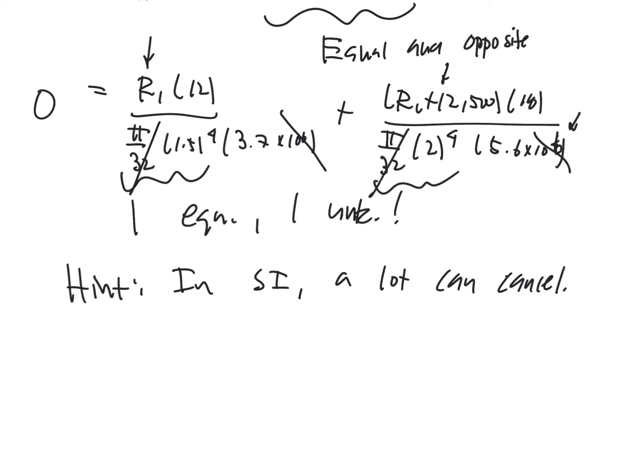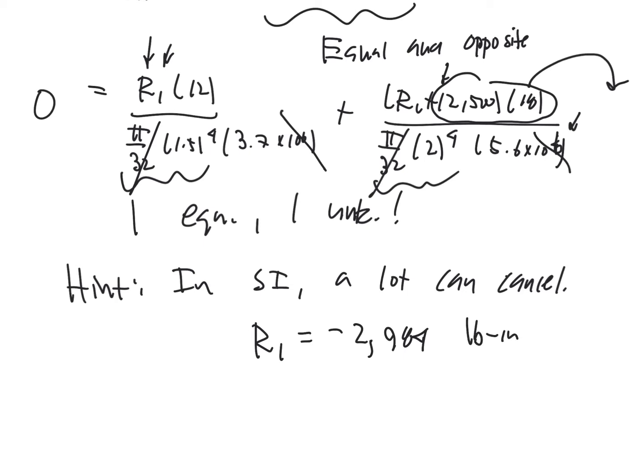We're going to solve this. So again, you're going to have R1 on one side, and you're going to pull this over to the other side. So you're going to get a negative. And you're going to find when you solve that R1 is equal to negative 2984. I should say, change that to pound inches. So negative 2984 pound inches. In other words, the internal torque is going the other way. We assumed that it was going one way and we guessed wrong.